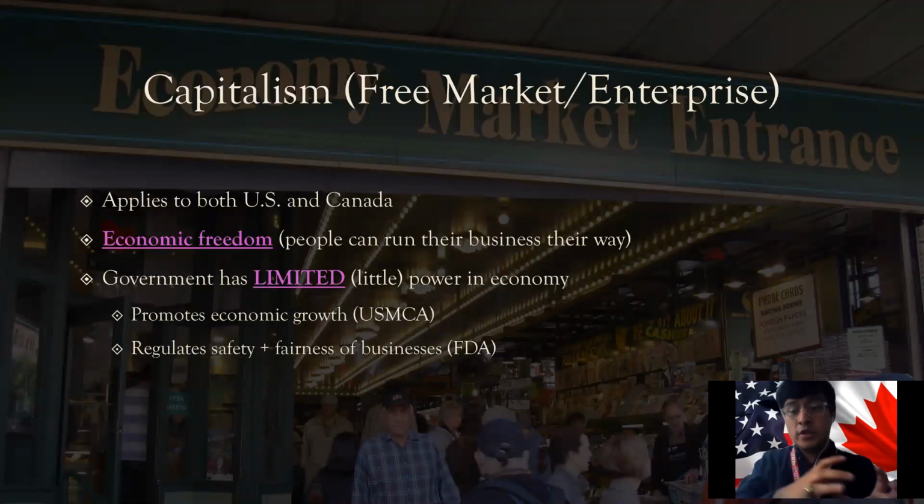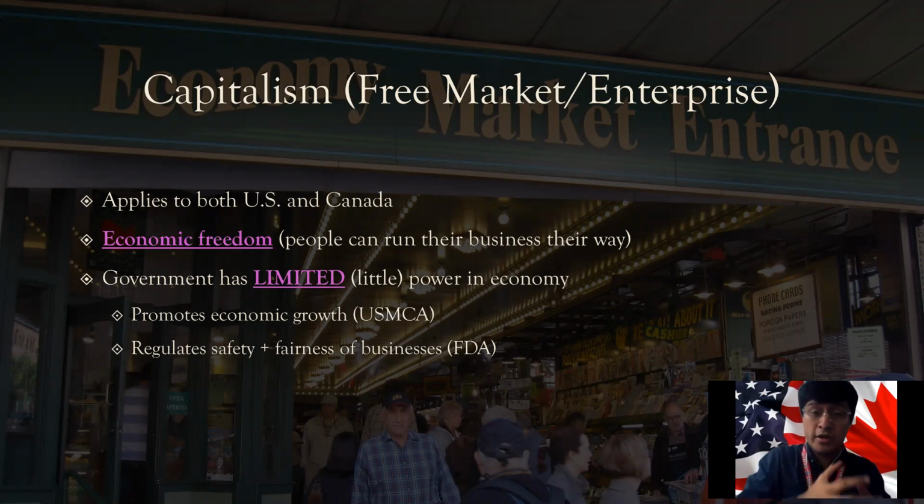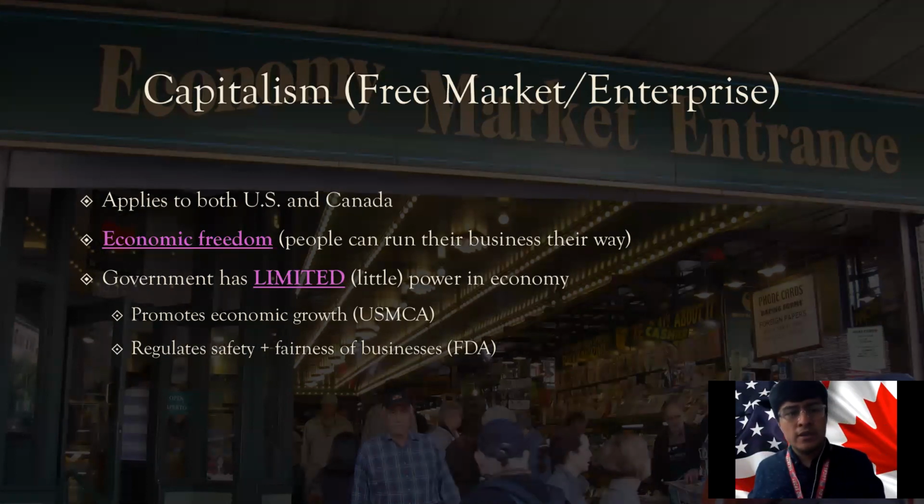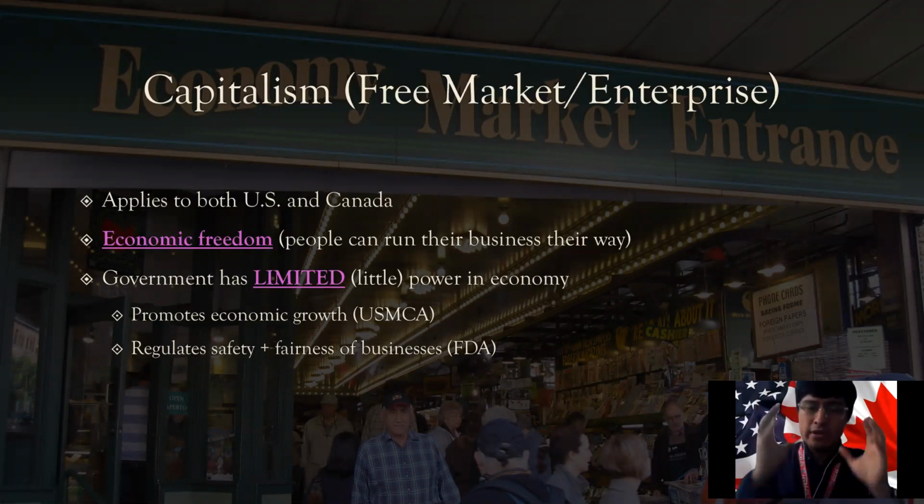Next, capitalism. So shifting over to the economic side, free market or free enterprise. So it's capitalism, also known as a free market economy or a free enterprise economy. Again, this applies to both the United States and Canada, and this just means that people can run their business their own way. They have economic freedom, the second bullet point right there. Now, remember, the government is actually limited. Very, very little power in the economy for both the United States and Canada.